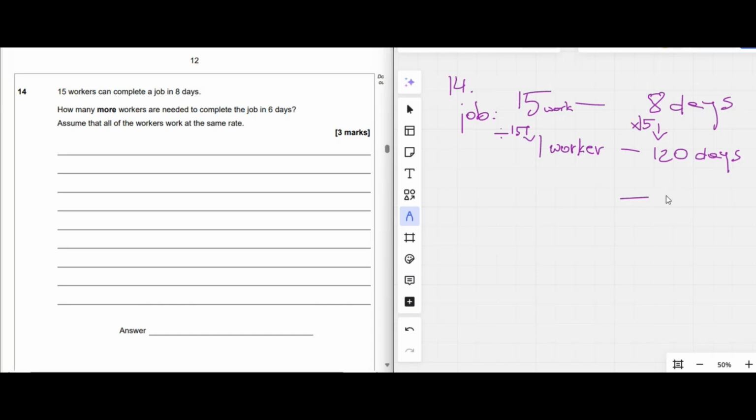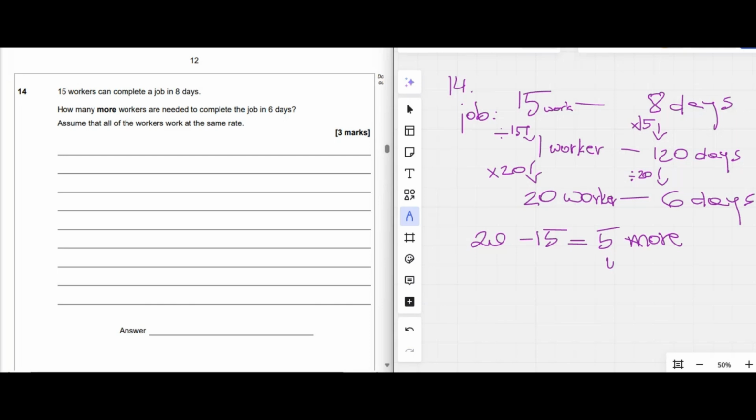And how to make 6 out of 120? Divide by 2, 20. 20, yes. So that one worker will be times 20 then, right? Inverse. So 20 workers to get the job done in 6 days, which means that we need 5 more workers. And that's that.